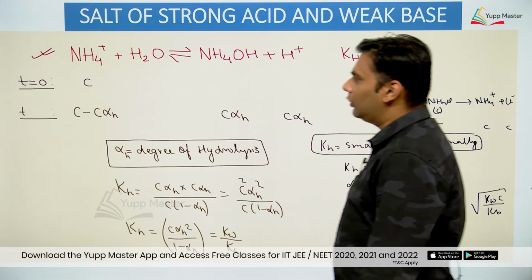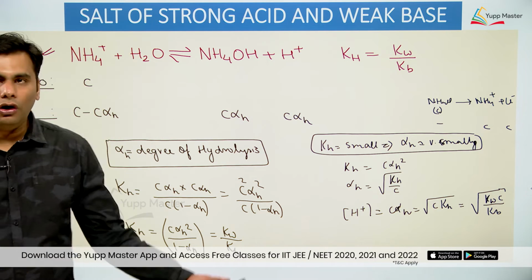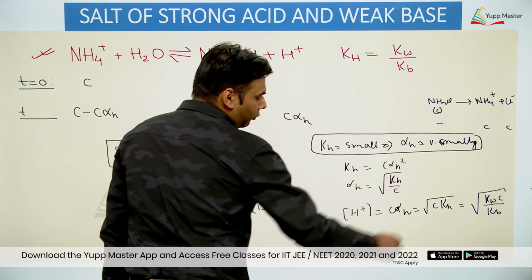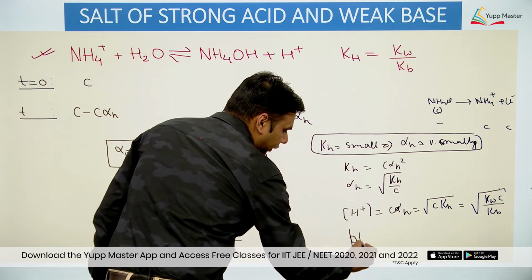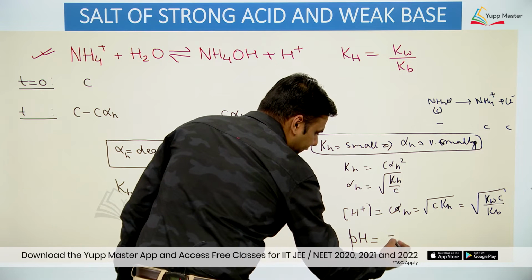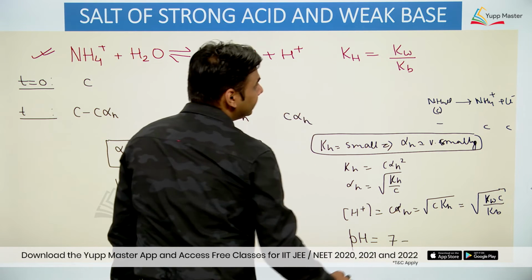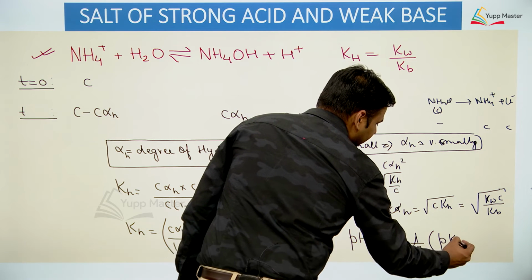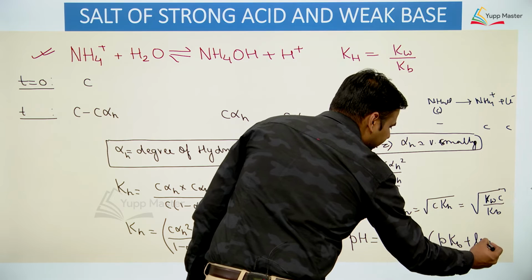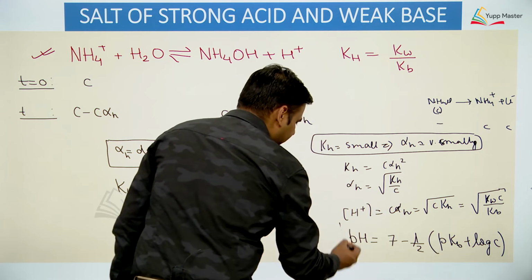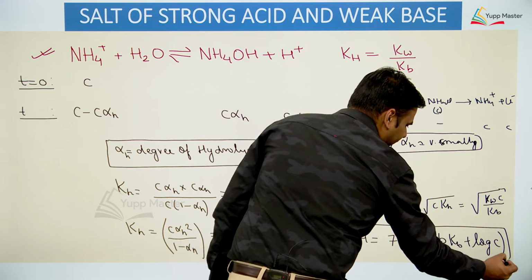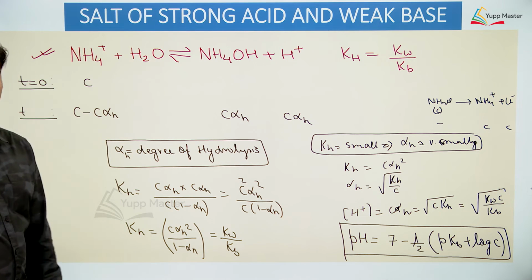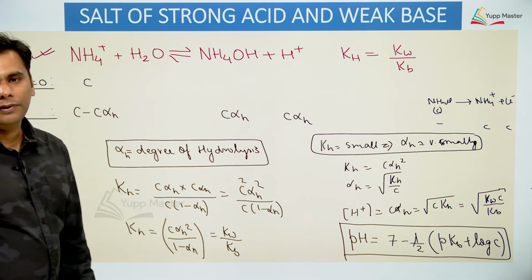Okay, so basically now what you have to do, you have to take log and then put a minus sign against it. So when you take log on both the sides, the pH finally would come out to be 7 minus half of pKb plus log C. So you can just calculate this after the lecture, take log on both the sides, put a minus sign and calculate. So pH would come out to be 7 minus half of pKb plus log C.